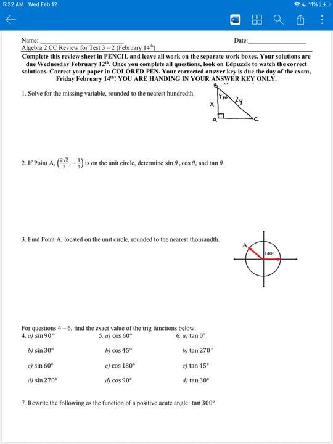All right, so these are your answers to the review for test 3-2. That test is on Friday, February 14th. Extra help will be on Thursday, February 13th for an hour after school.